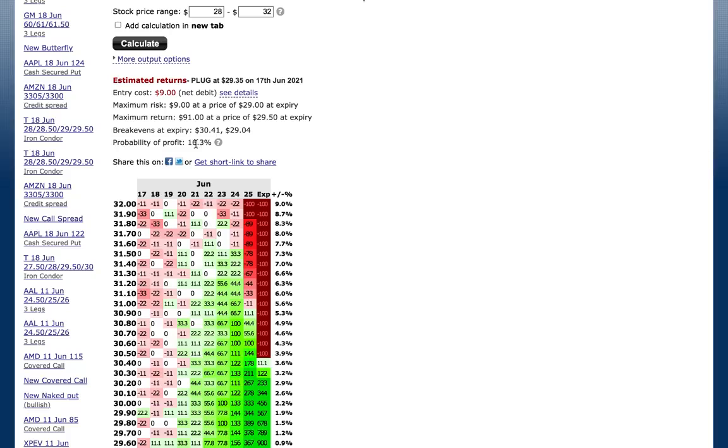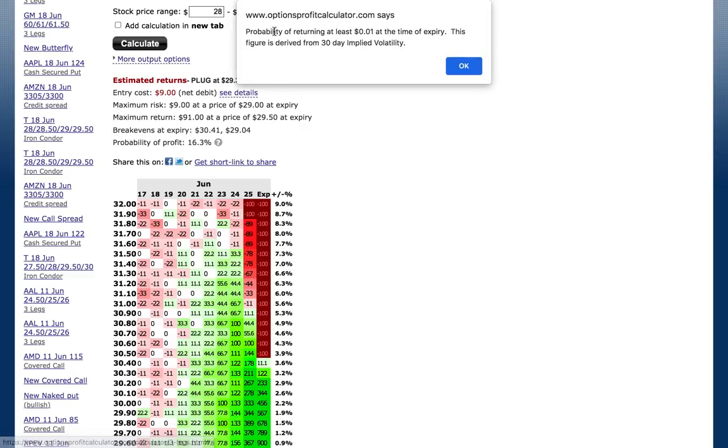We have a probability of profit, which is around 16.3%. Again, take this with a grain of salt. If we actually click on here, this is the probability of returning at least $1 at the time of expiration. Remember, you don't have to wait until expiration. You can close out before. This is also derived from 30-day implied volatility.